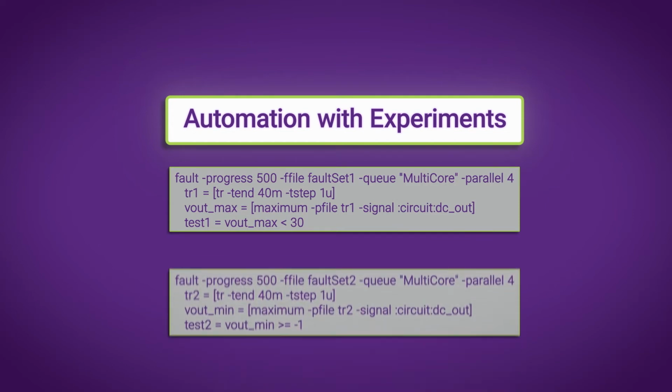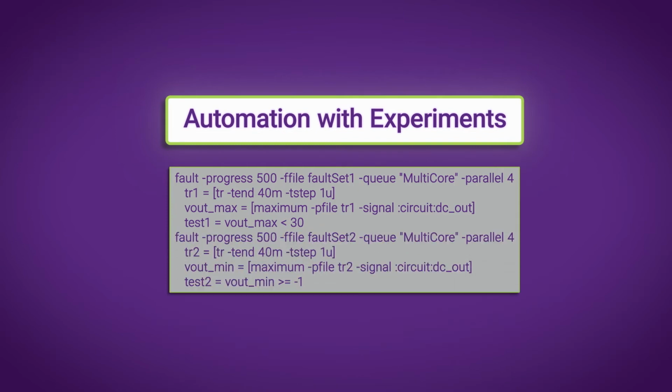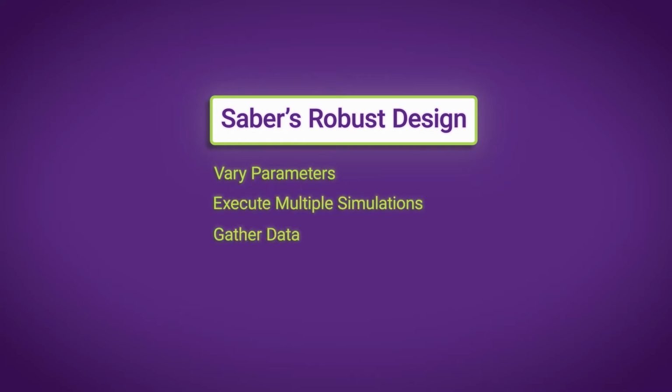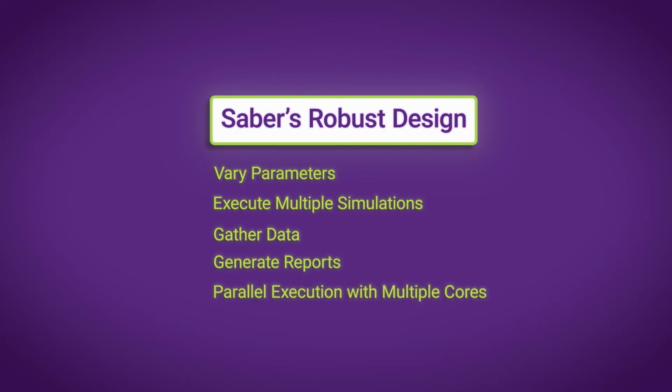Experiments can be applied step by step, or they can be combined into a single robust design experiment. Sabre's robust design explores a design's expansive operational space by varying parameters, executing multiple simulations, gathering data, and generating reports. It slashes execution time by using multiple cores in parallel.